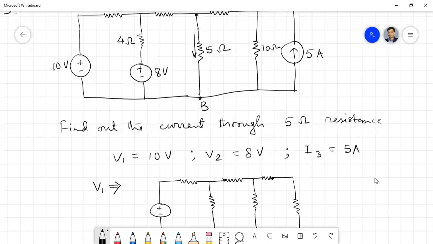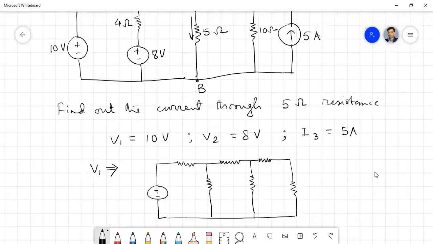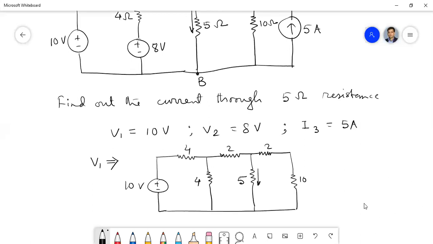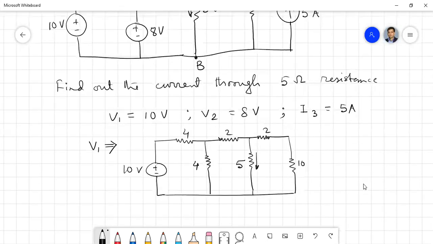Okay, so this is the circuit, isn't it? This is 4, this is 2, 2, and this is 5. And what is this? This is 10 volt. Okay, then what you have to do, you have to first find out this current, which is suppose I.